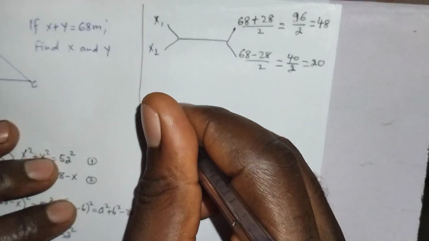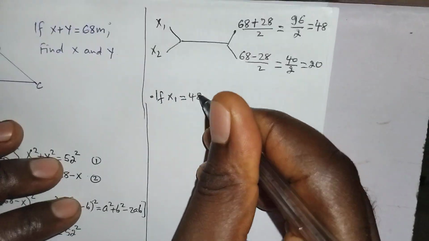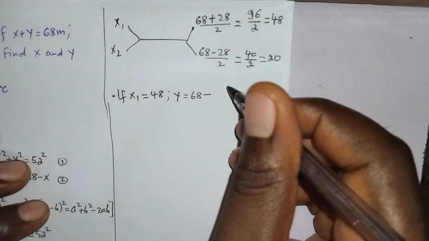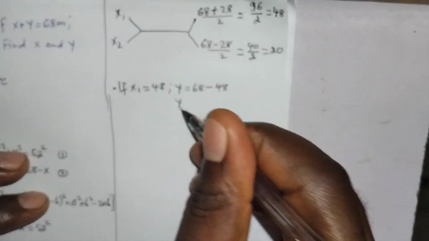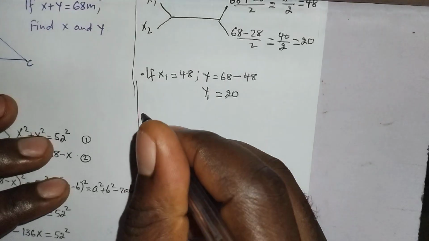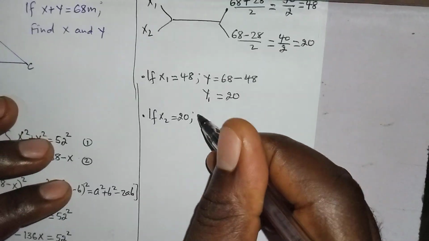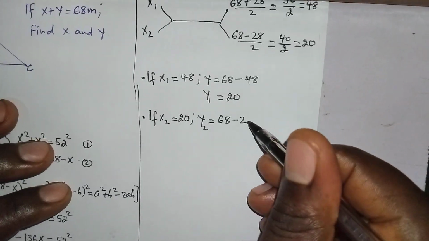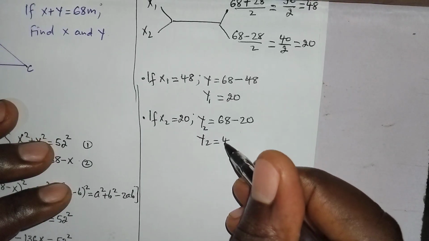Yes. Then if x1 is equal to 48, then y is equal to 68 minus x1, which is equal to 20. So y1 is equal to 20. And then if x2 is equal to 20, then y is equal to 68 minus 20, y2 is equal to 48.